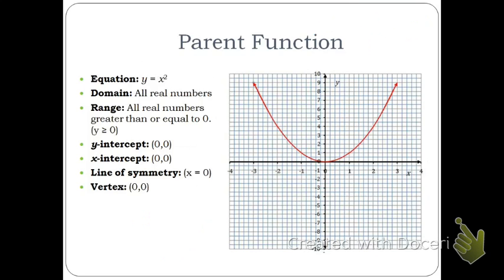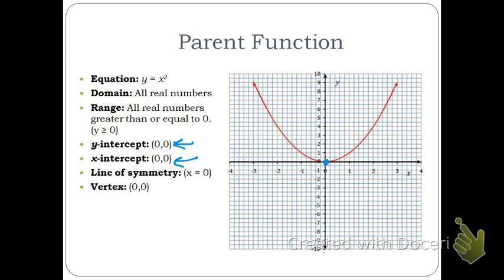Here you see the parent function on a graph. Just like the parent function of a linear equation, it goes through the origin, 0, 0. So in the parent function, your vertex is at 0, 0. This is also where its y-intercept and x-intercept are located. So the y-intercept of the parent function is at 0, 0, and the x-intercept is at 0, 0.